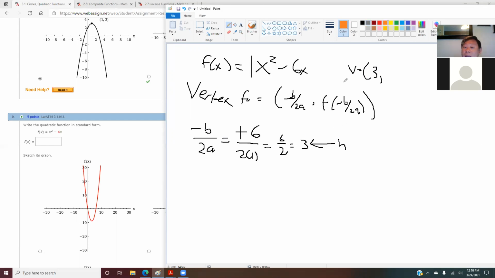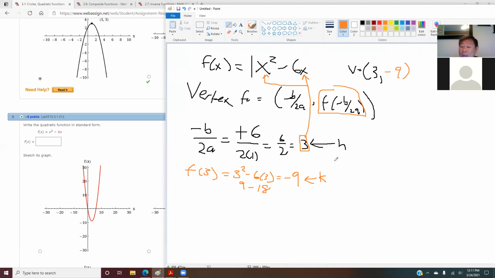Now, how do we find your k? It's very easy. This stands for plugging what you have here into your x. So what is f of 3? So plug 3 in here, you get 3 squared minus 6 times 3. So this is 9 minus 18, which is -9. So that is my k in this case, -9. So this is the fastest way to find hk if I give you the quadratic function.